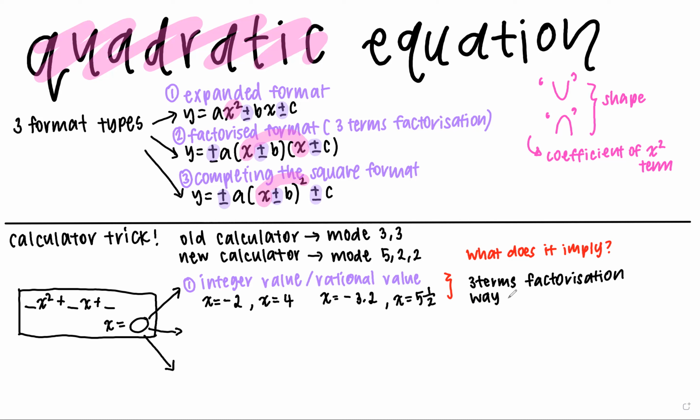Three-term factorization way of solving. Okay, I'll give you guys some time to copy. Once you're done, I want you to Zoom chat me and say completed. Then I'll move on. First, I'm telling you the next one is called irrational value.